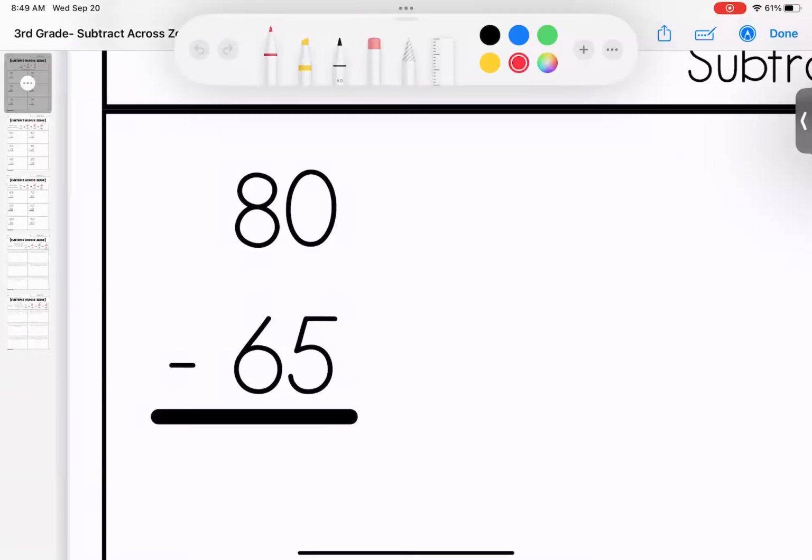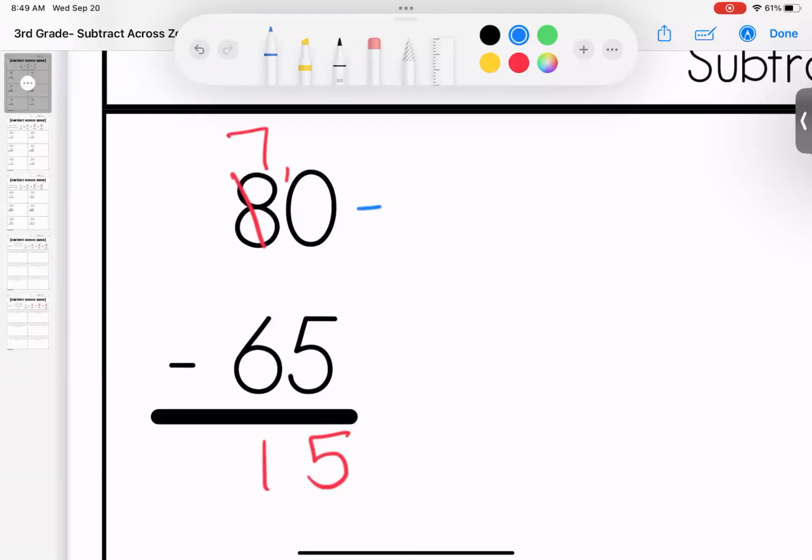So starting off with traditional borrowing, 0 minus 5, I can't do it. I'm going to make it a 10. My 8 becomes a 7, and I take that 10 stick and break it into 10 ones. Now I can subtract. 10 minus 5 is 5. 7 minus 6 is 1.